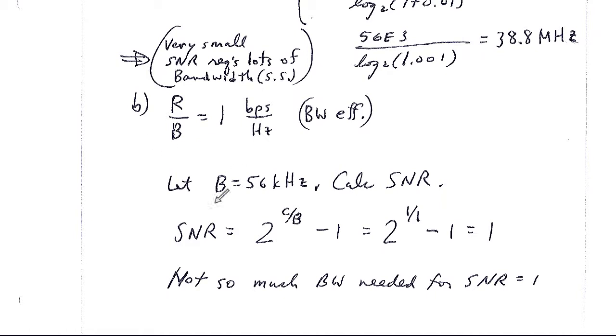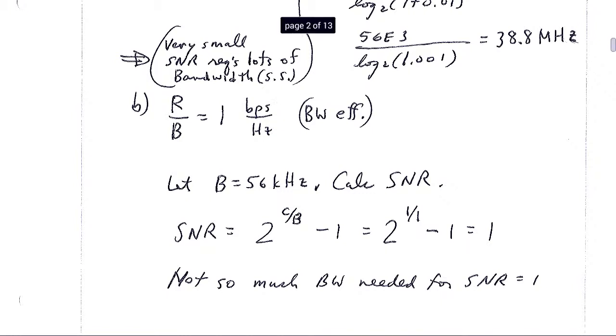And when we solve for the signal-to-noise ratio in Shannon's equation, we get this: 2 to the C over B, minus 1. Well, C is our data rate, our channel capacity. 2 to the 1 minus 1 is 1. And so for a signal-to-noise ratio of 1, we only need 1 hertz for every bit per second that we're sending.